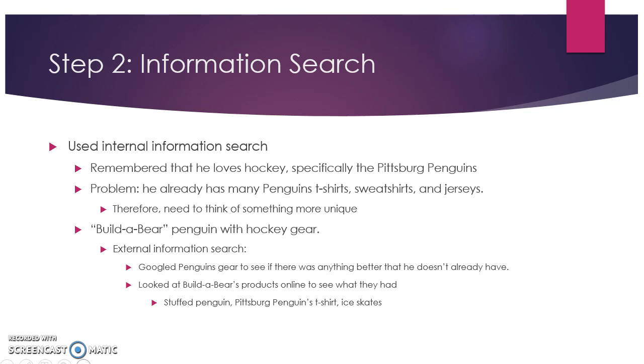And I did this through the information search, which is step 2. So I started first at the internal information search. I remember that he loves hockey, specifically the Pittsburgh Penguins. However, he already has a lot of Penguins gear. As it is, he has all the t-shirts, sweatshirts, jackets, blankets, everything you could imagine, Pittsburgh Penguins. So that is a problem for me because he already has a lot of things, and I want to stand out a little bit more than some things that he already has.